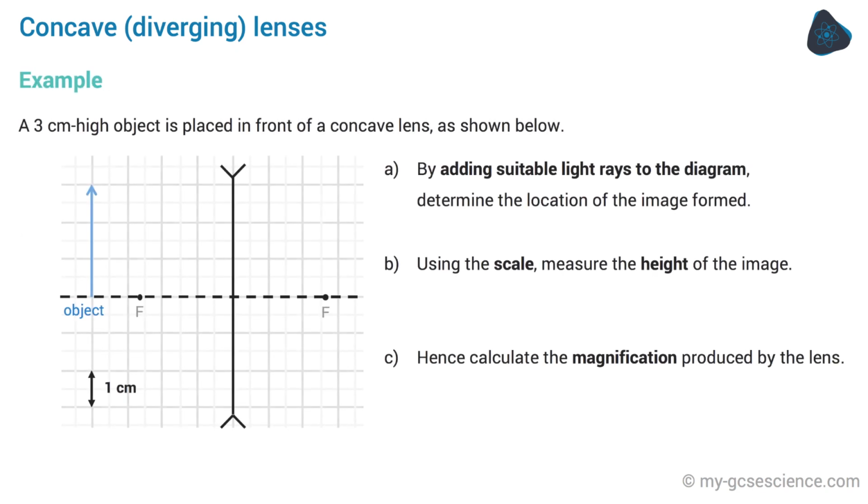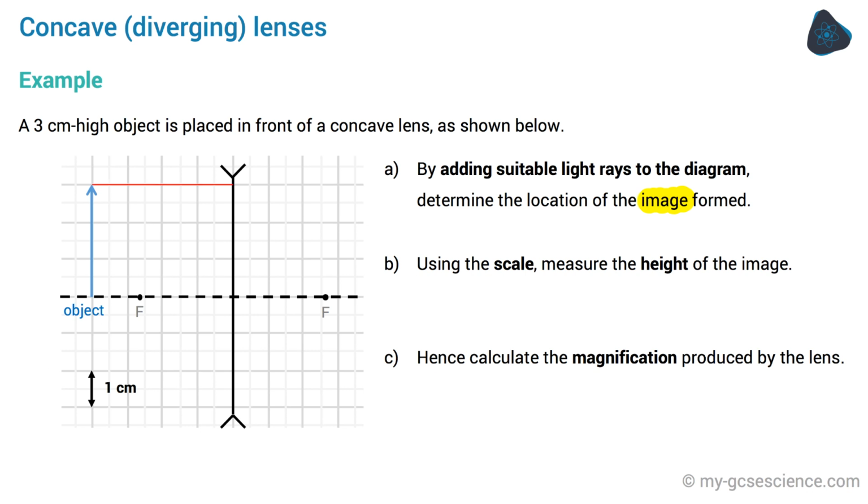One last example now to see you on your way. Why don't you pause the video before seeing how it's done? As you can see, in part A, we're looking for the location of the virtual image formed, so let's give it a go. Ray 1 first starts from the tip of the object arrow, then goes straight towards the lens parallel to the principal axis like this.